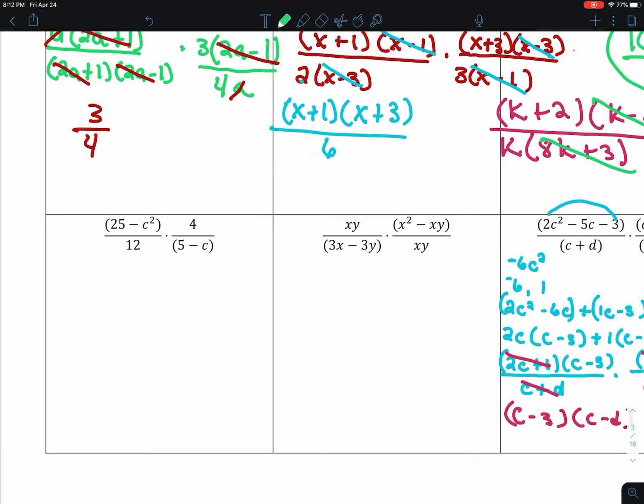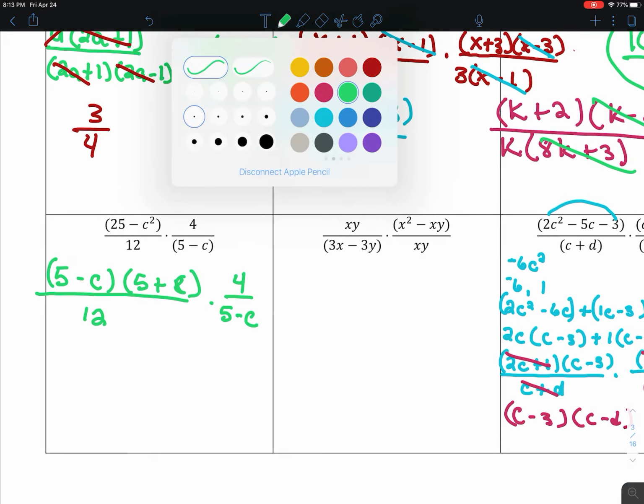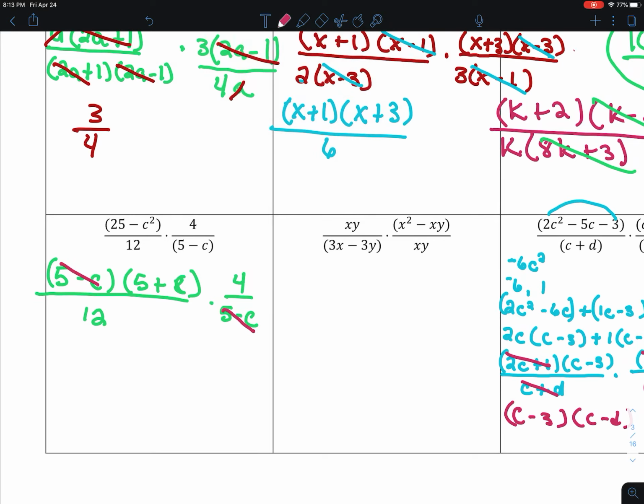Here, I have to, again, factor, so I have 5 minus c, 5 plus c, over 12 times 4 over 5 minus c. And once again, the 5 minus c cancels. And I am left with 4 over 12, 5 plus c. But 4 over 12 can also simplify to 1/3 because 4 goes into both of those. And for the numerical ones, you could do those on your calculator.